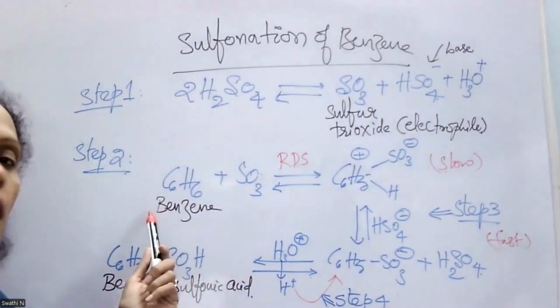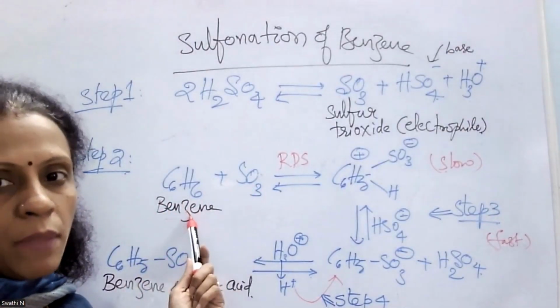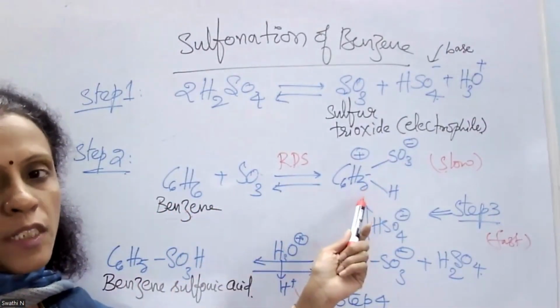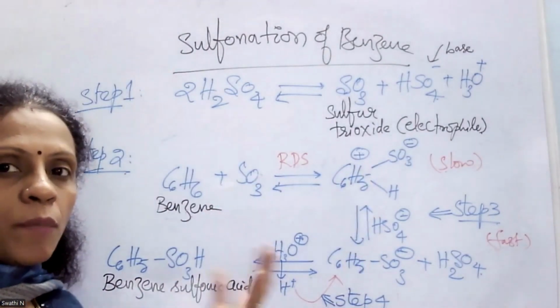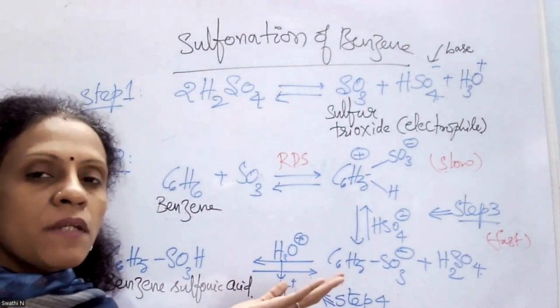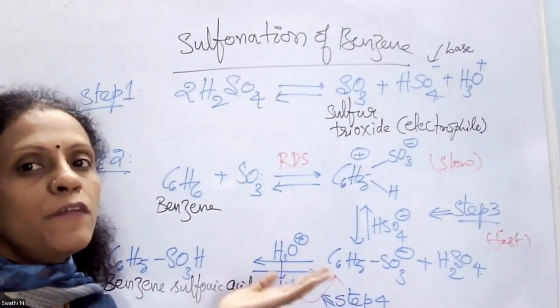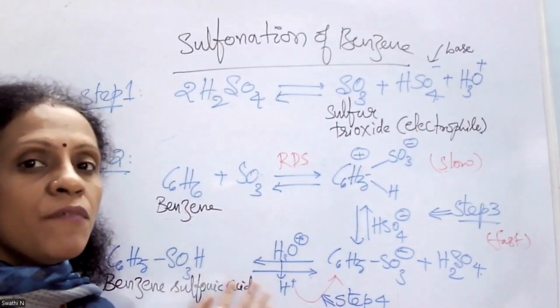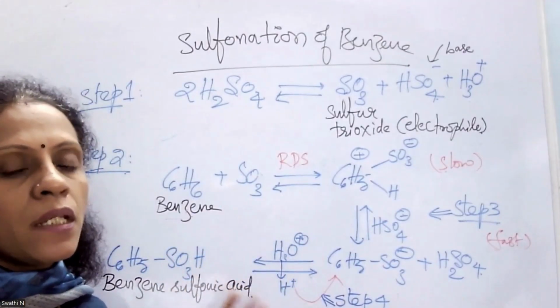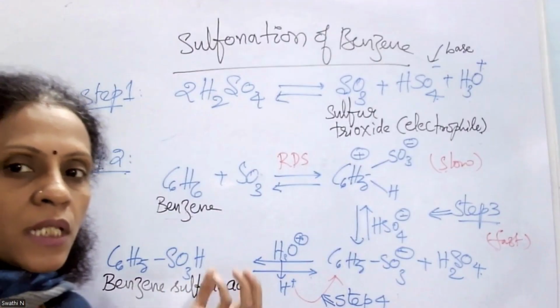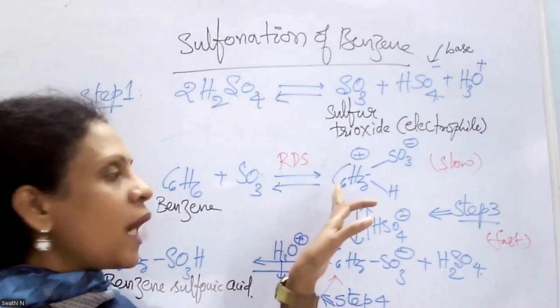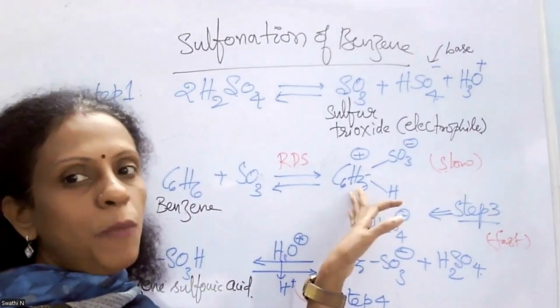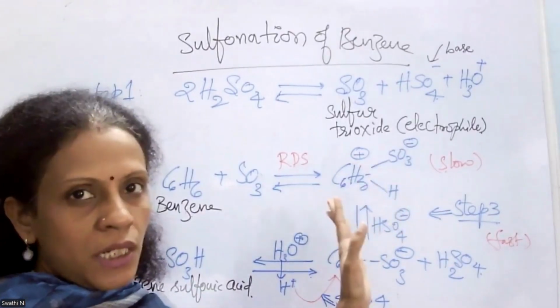So when the reaction occurs between sulfur trioxide and benzene, there will be formation of the corresponding carbocation. But the carbocation formed in the sulfonation reaction of benzene is somewhat different from the carbocations that we get in other reactions of benzene. Because usually in other reactions, the carbon of the benzene ring holds the positive charge and there is no other charge.